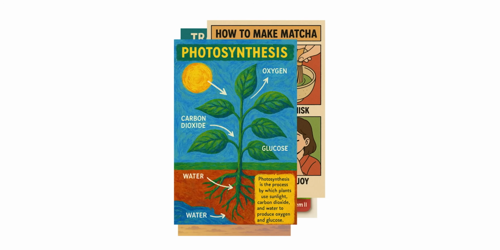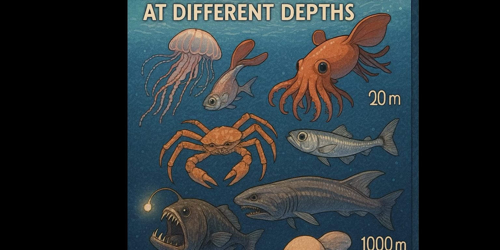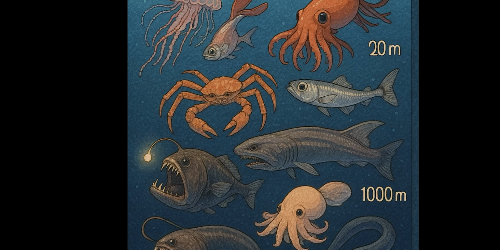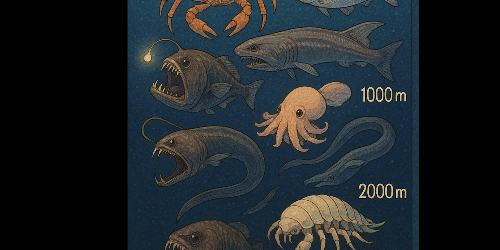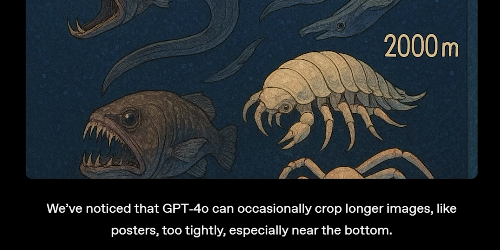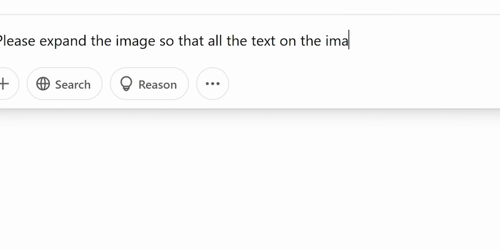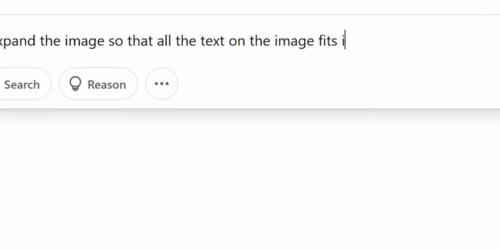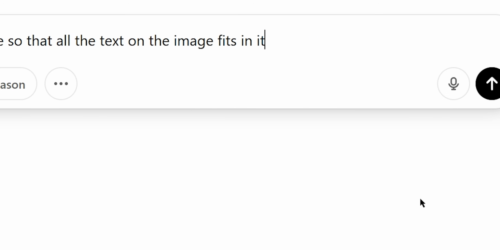While 4.0's image generation is impressive, it does have a few quirks. For instance, if you want a very tall or complex image, like a full poster or a page layout, 4.0 might crop it in ways you don't intend. It often snips off the bottom or edges of long images, and it can also trim text along the borders. One workaround is to mention extra space in your prompt or explicitly ask to expand the image so the model knows not to cut anything off.